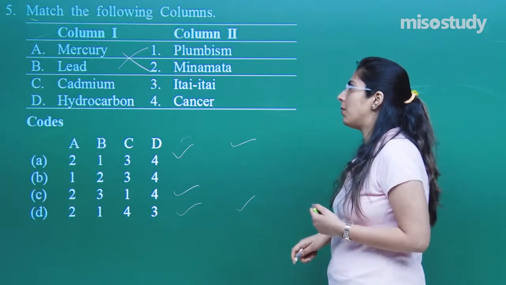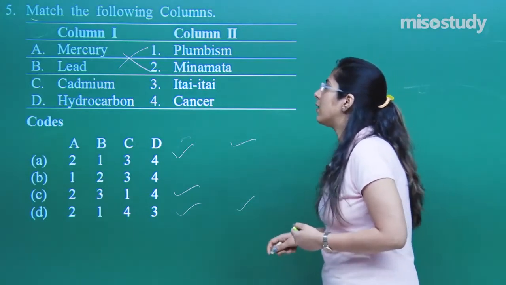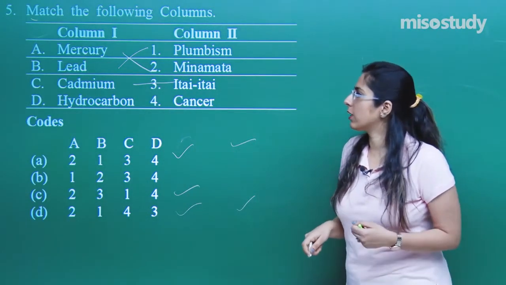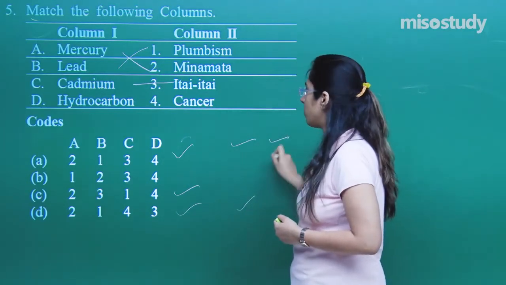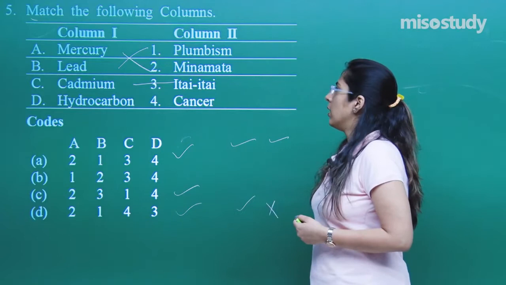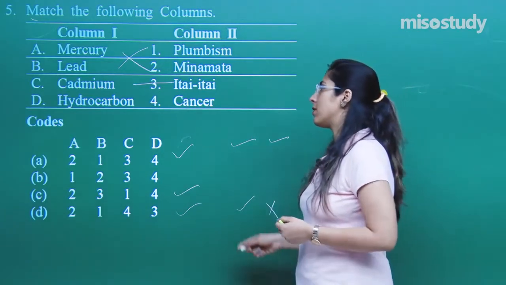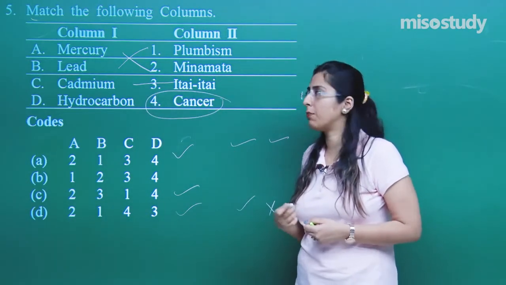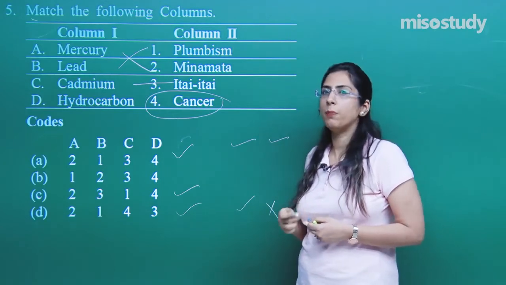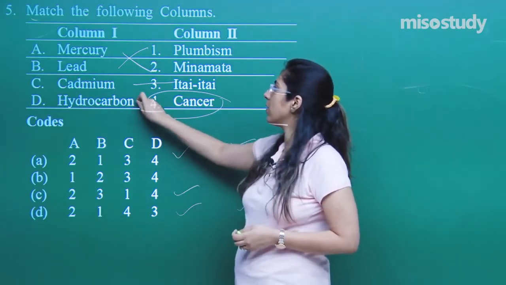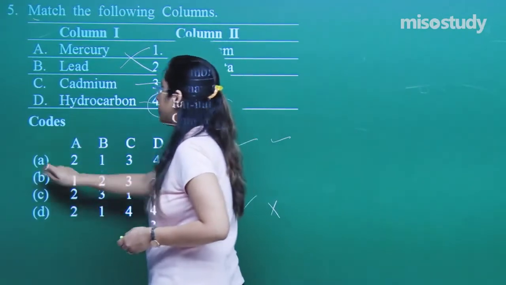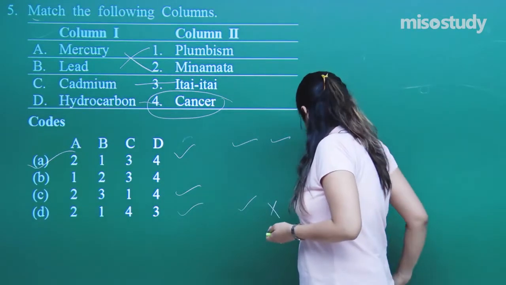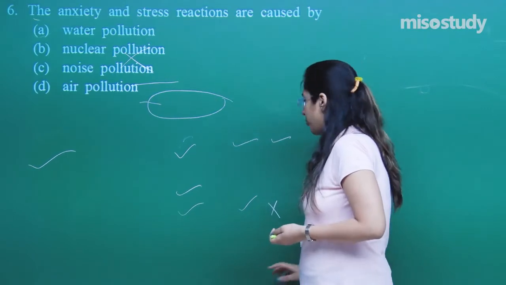Let's look at option C, cadmium. Cadmium causes Itai-itai disease, so the correct option for C is the third one. Next is hydrocarbon. Hydrocarbons cause major cancers because of their excess use. So, the correct option for D is option number 4, cancer. Hope things are clear to you, and the correct option for question number 5 is A, with the matching 2, 1, 3, 4. Let's talk about the next question, number 6.